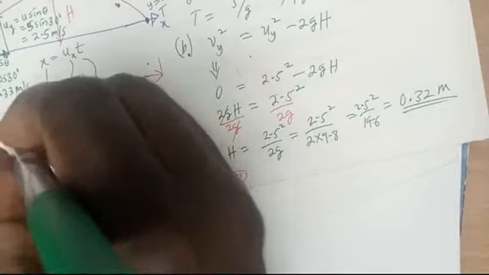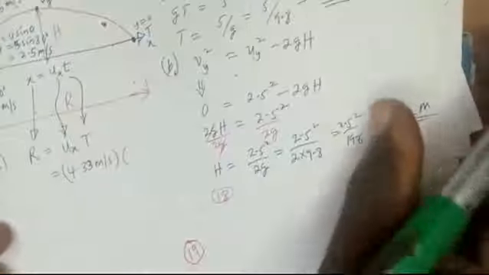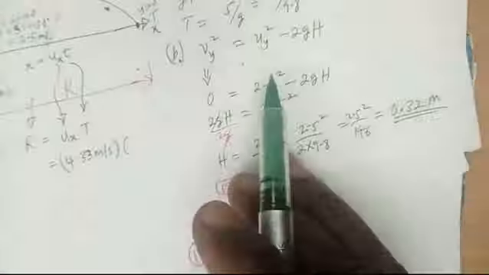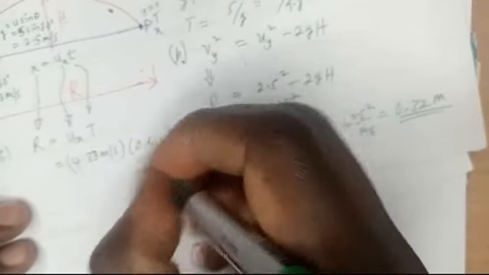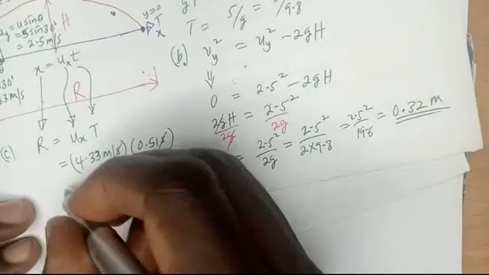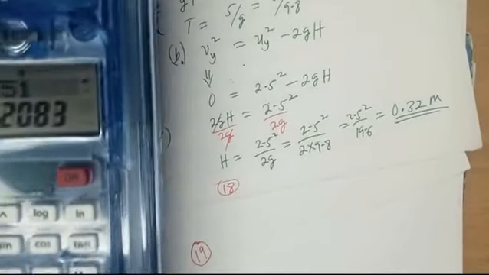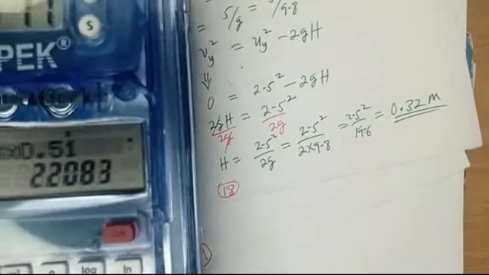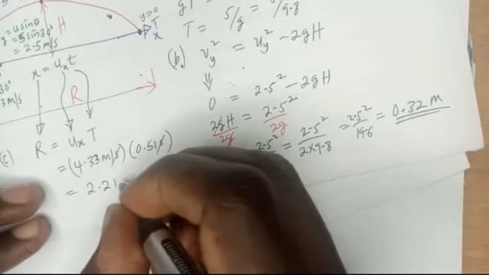So this is equal to your u sub x, which is 4.33. Now we are solving for C: 4.33 in meters per second, and your time of flight, you got that time from A, and it was 0.51. So we have here 0.51 in seconds, and per second cancels second, so we'll have it in meters. We now press 4.33 multiplied by 0.51, and this will give us, as you can see, approximately 2.21. So this is equal to 2.21 in meters.